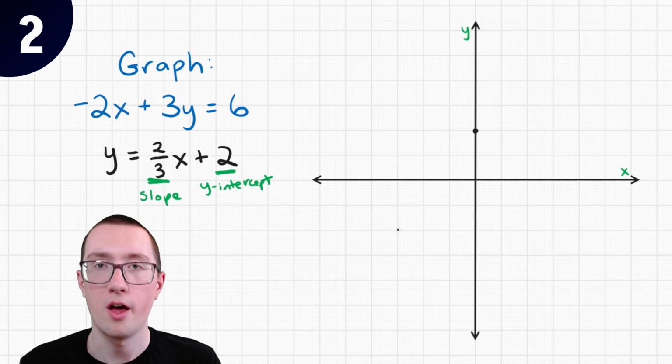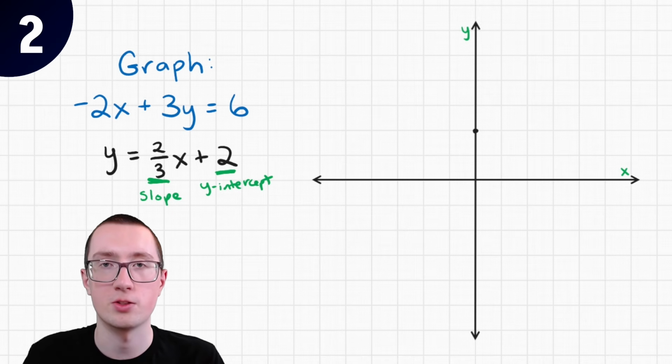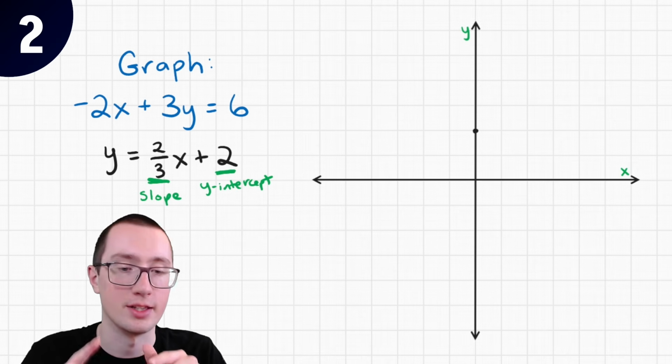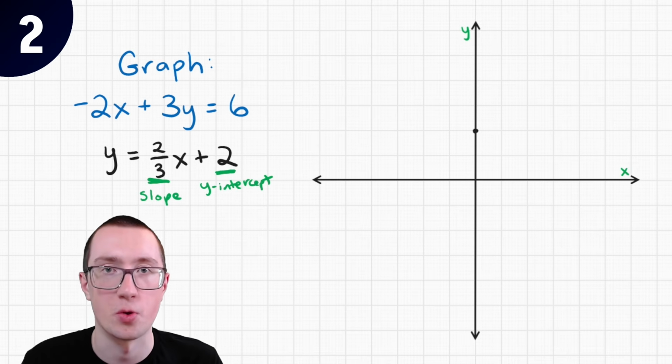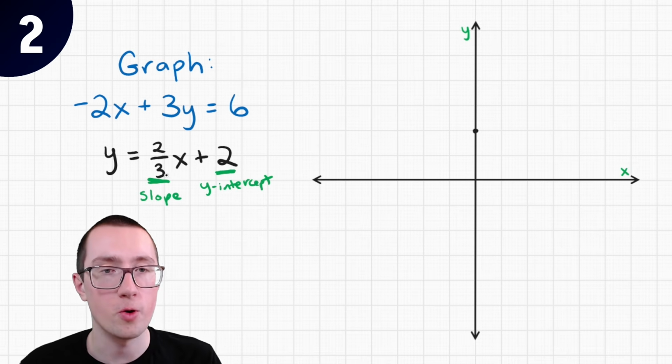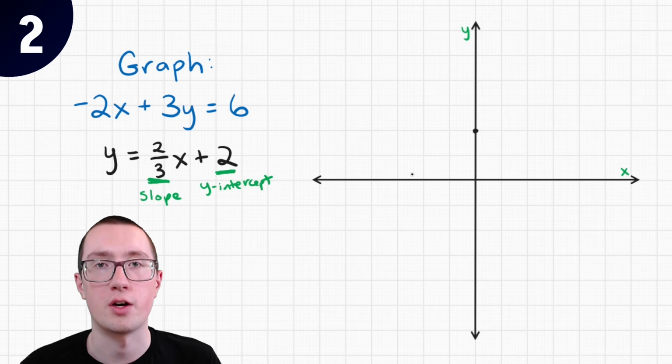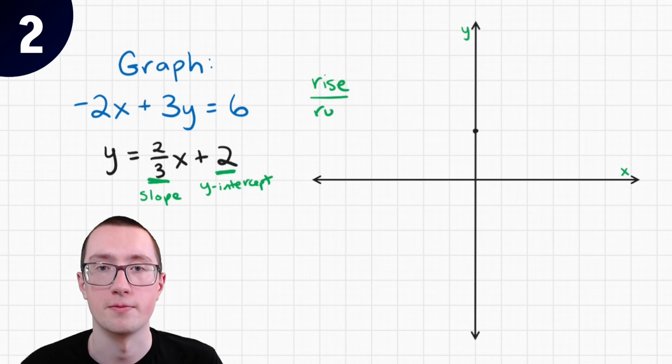Now to plot a line, we actually only need to have 2 points, because once you have 2 points on the line, you can just connect them up and then have it extend infinitely in both directions. So let's use our slope of 2 over 3 to figure out another point of our graph. Remember that slope is also known as rise over run. So if the slope is 2 over 3, that means our rise is going to be 2, and our run is going to be 3.